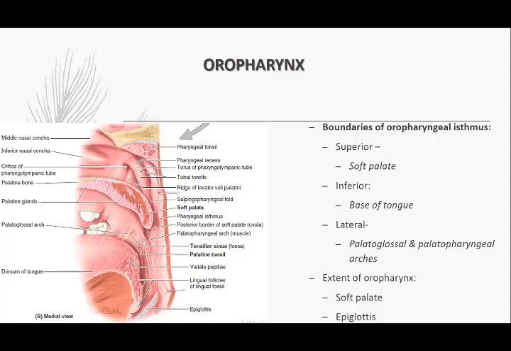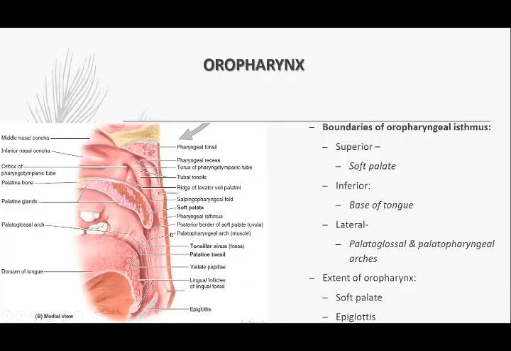Okay, जी. So now comes the oropharynx. Oropharynx is lying posterior to the oral cavity, इसलिए उसको oropharynx कहते हैं. So this part is the oropharynx. ये सारा part जो है, this is the oropharynx. This part. So it is that part of the pharynx which is inferior to the soft palate. So the soft palate is the superior limit or the superior boundary of the oropharynx.